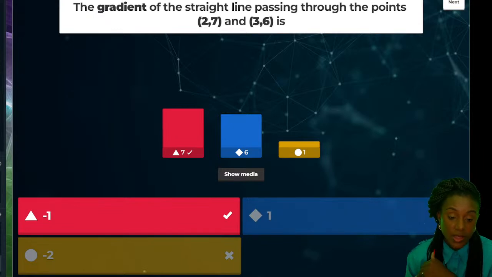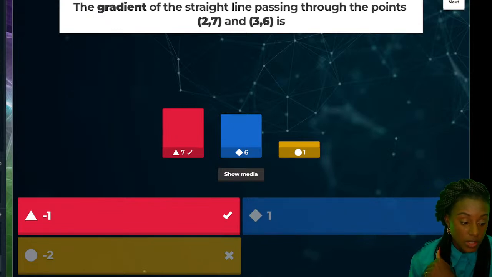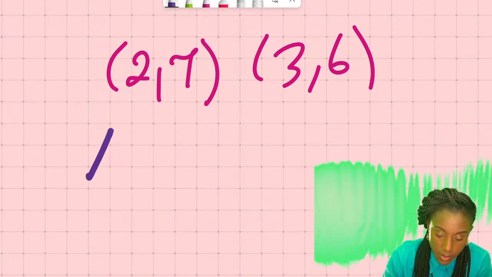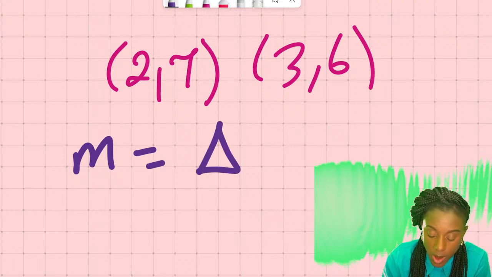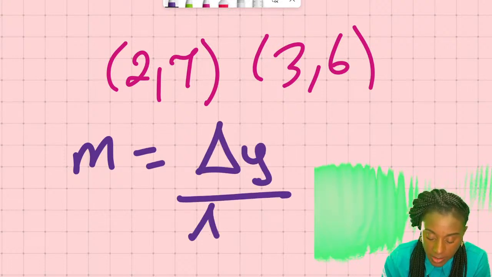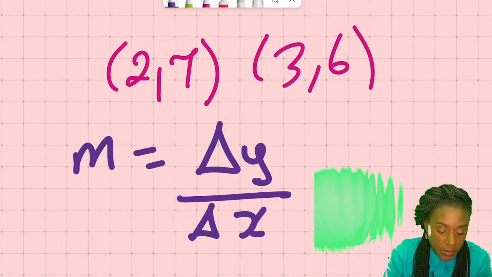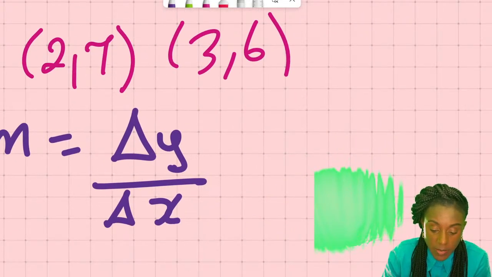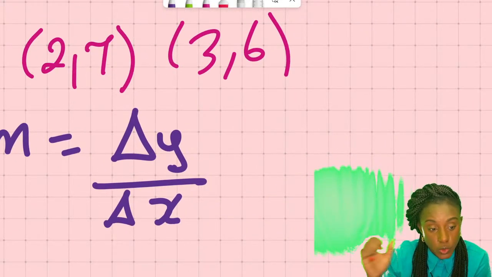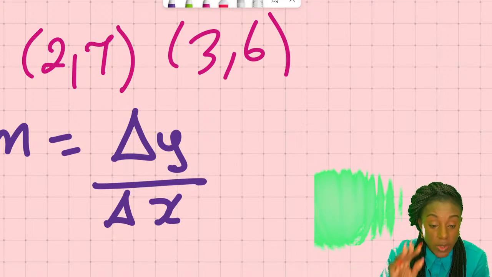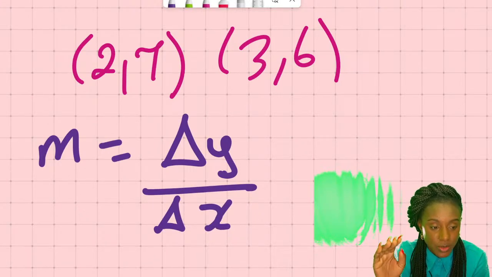So again, this is a formula that you will need to know to calculate the gradient. Your gradient, I'm going to use the letter M, in some cases you may see B, is equal to the change in y over the change in x. This symbol here, the triangle, simply means change in. What does change in y mean? It simply means that you subtract your 2 y values, divided by the difference between your 2 x values.